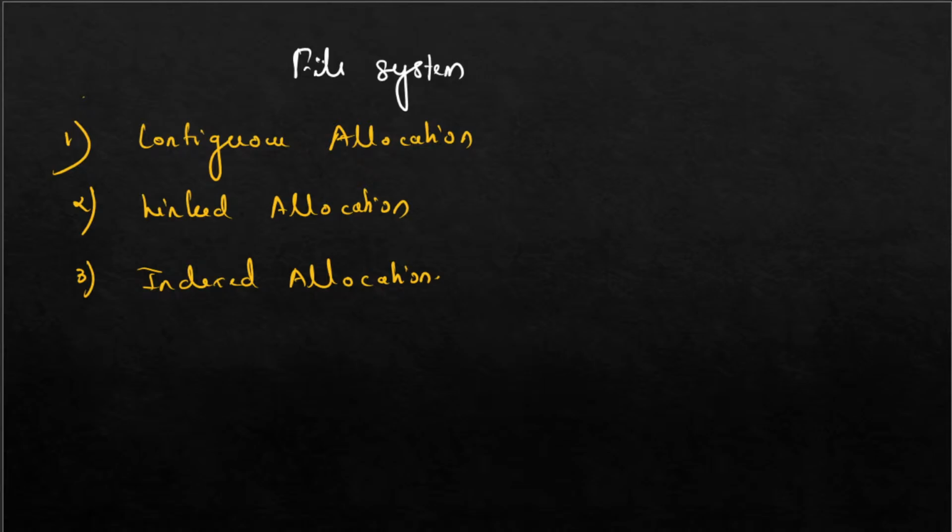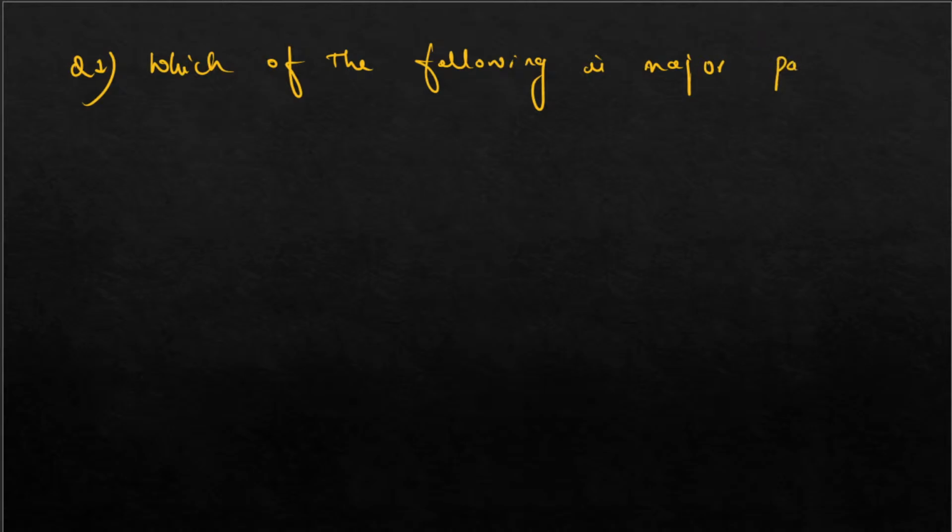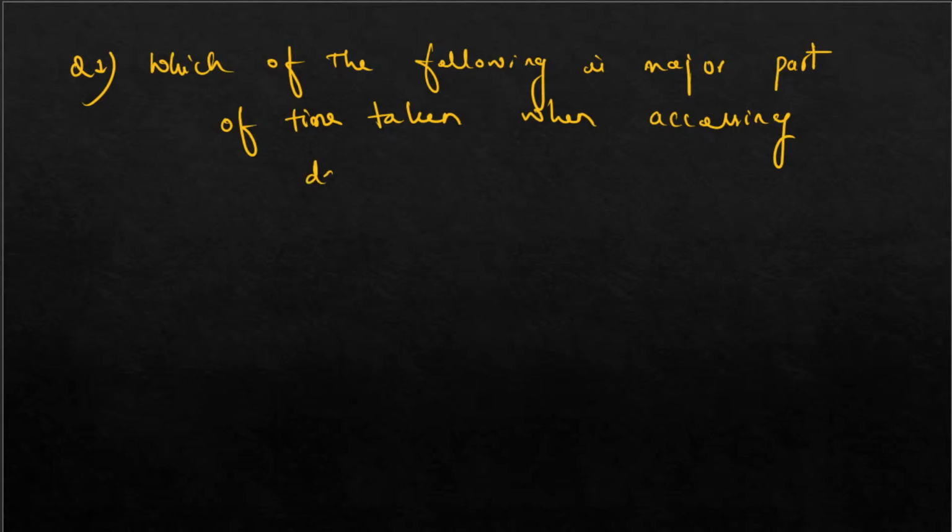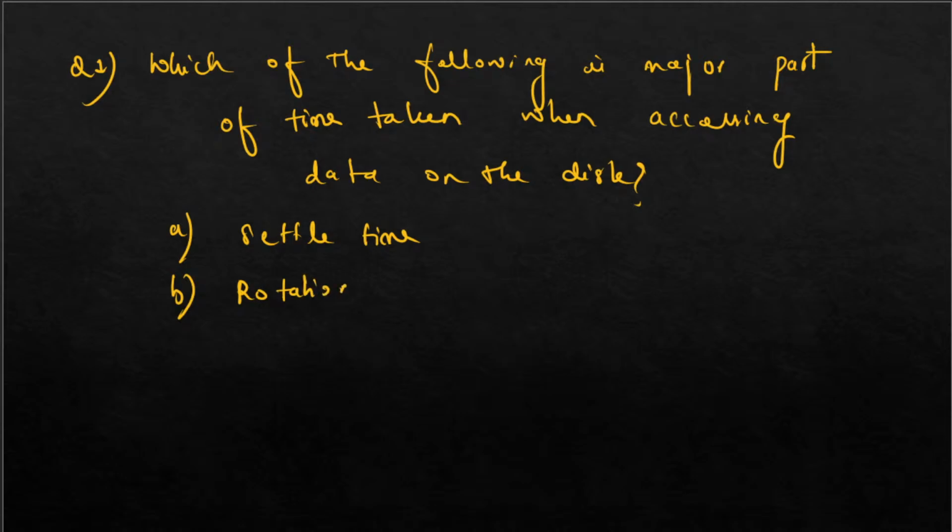Okay, I'll give you one question, so answer which is correct. This is a part of revision, but taking that revision in the form of a question, to make you note that point. Which of the following is a major part of time taken when accessing data on the disk? A is settle time, B is rotational latency, C is seek time, D is waiting time.